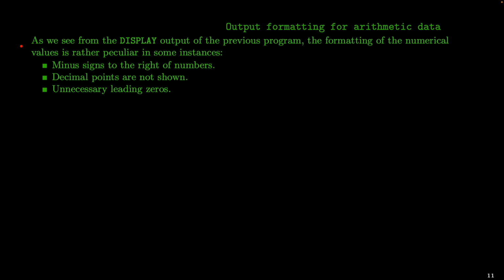We've seen that COBOL is rather weird when it prints numerical values. So it puts the minus sign on the right of the numbers. It doesn't show the decimal points, and it shows leading zeros that are not really necessary. Why does COBOL do this? I cannot possibly tell you.